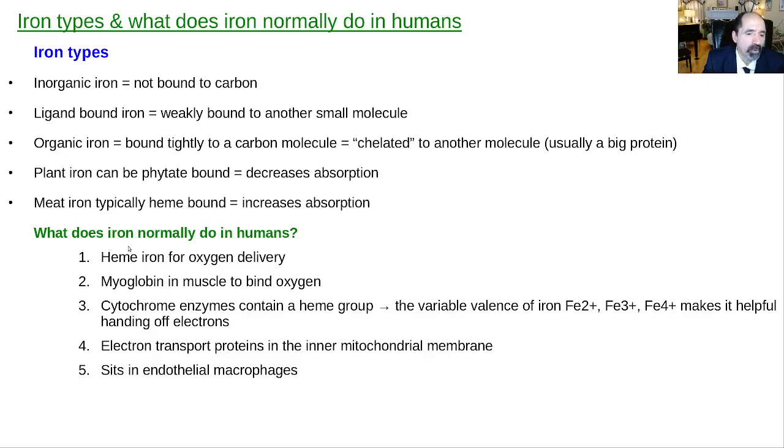Okay, what does iron normally do in humans? Well, you need iron bound to hemoglobin, the heme iron, for oxygen delivery. You have iron bound to myoglobin, which is kind of like hemoglobin, but it stays in the muscle, a little bit of oxygen reserve for muscle activity. You've got cytochrome enzymes that also have a heme group, because the heme group is this big molecule with the iron in the center, and it'll resonate such that it can remain stable while the iron is handing off electrons in the active site of reactions. Iron is very important in a lot of enzymes to do that. It's very important for electron transport in the inner mitochondrial membrane.